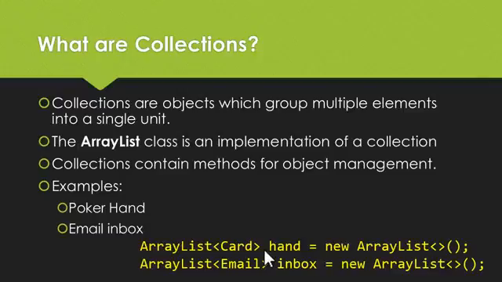Or another example of a collection that occurs often on computers is an email inbox, which is a collection of emails. So I have ArrayList Email, a collection of emails, and I'm calling it inbox. And again, it's a new ArrayList. When a new mail message arrives, I'm adding an email message to my inbox. When I delete a message from my inbox because I've read it, I'm removing that message from the inbox. So collections are dynamic in size. They go up and they go down as you call methods to add and remove objects from them.